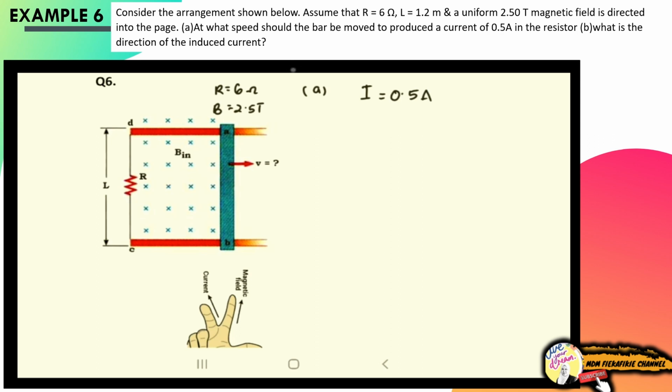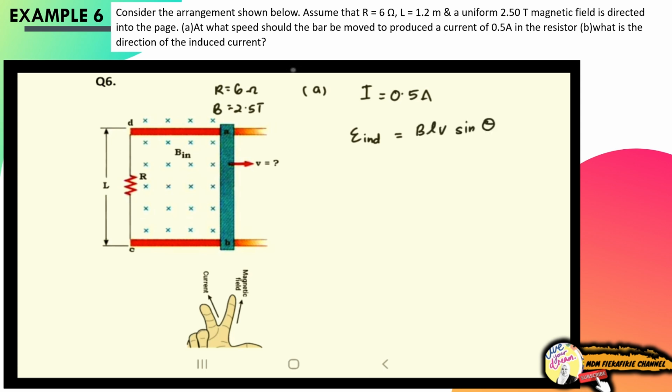Okay, so before that, let's write the equation of the induced EMF for the moving conductor. When the conductor is moving through the magnetic field, it will produce an induced EMF equal to B L v sine theta.